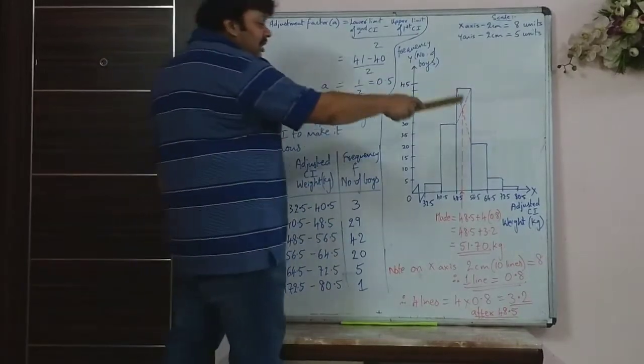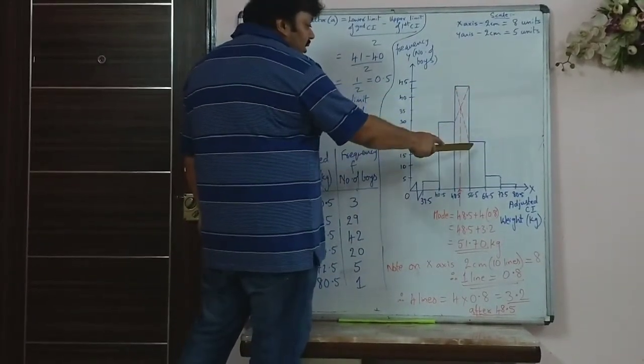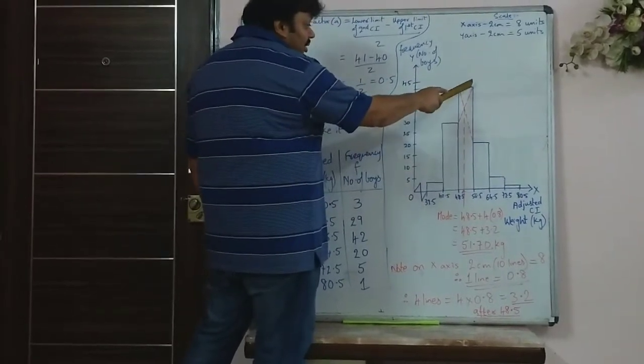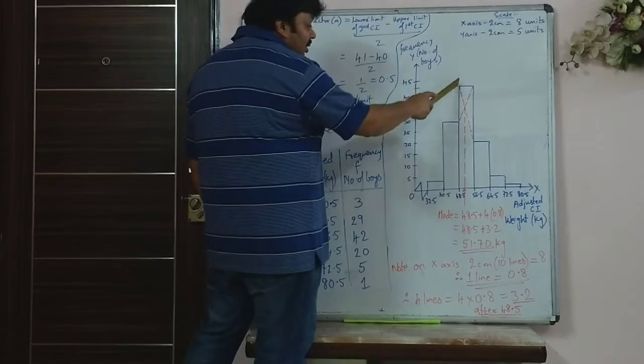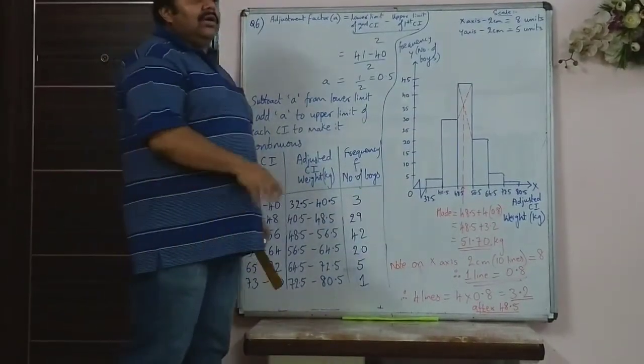So now once this graph has been drawn, next you have to draw the diagonals. But these are not diagonals of the rectangle. Some people join from here to here and from here to there. So in that case you will always get the middle of the class.